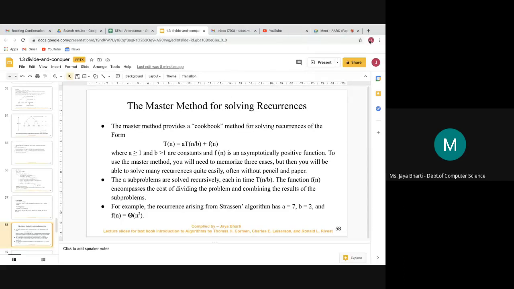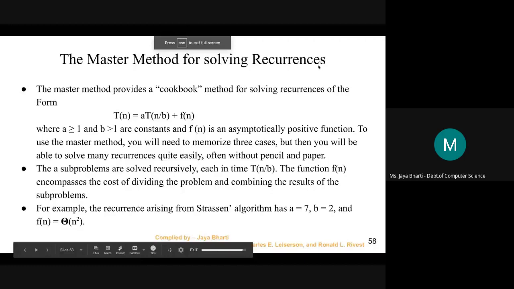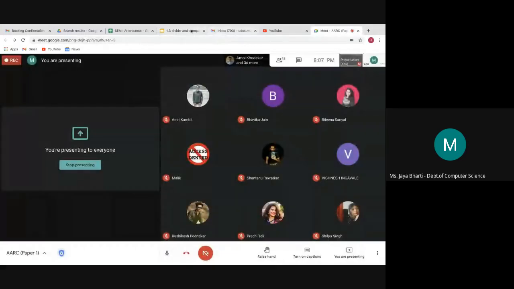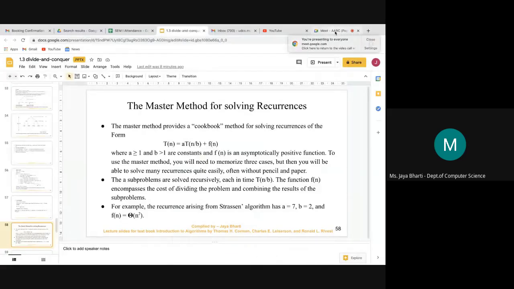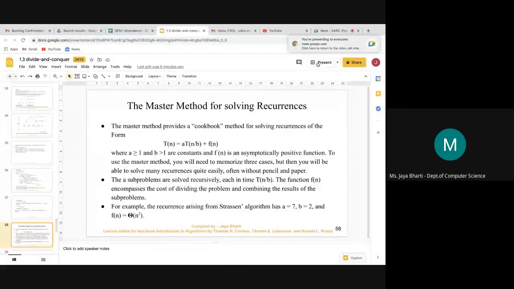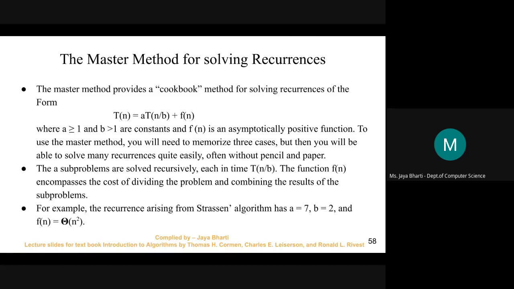So today's topic is the master method for solving recurrences, or recurrence solution methods. The master method provides a cookbook method for solving recurrences of this form. This form means T(n) = a T(n/b) + f(n). We have seen this form.